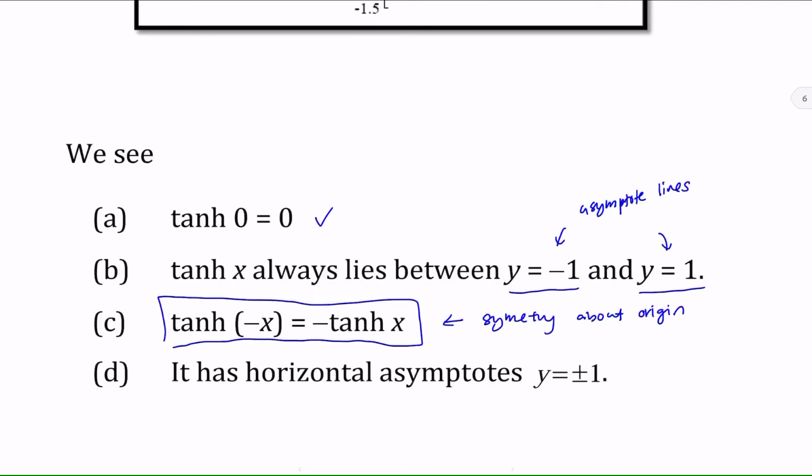Okay, and it has horizontal asymptotes y equal to minus 1 and 1. So tangent x always lies between the asymptote lines minus 1 and 1, which gives us the range. The range for the graph is between minus 1 and 1. So basically the y is between minus 1 and 1.